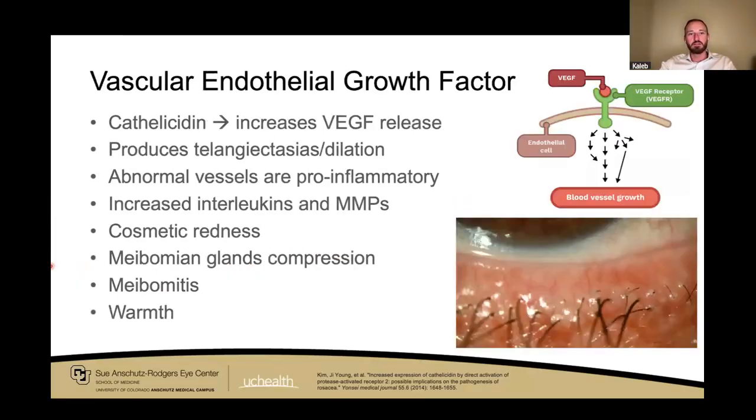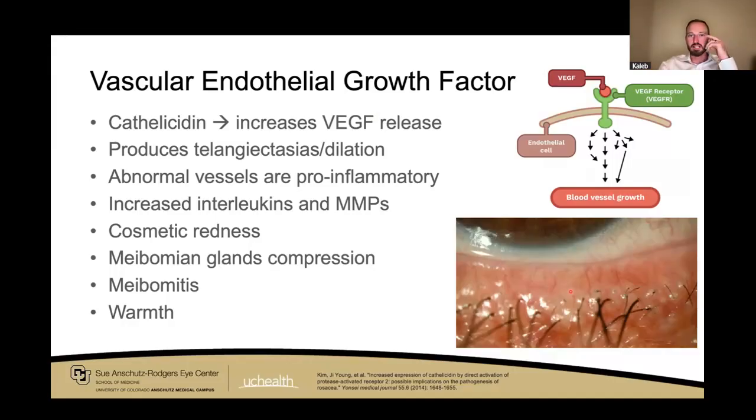And what this ends up doing is it increases VEGF release. So we all know what VEGF is. We talk about this with the retina all the time, how it can lead to neovascularization in the retina in cases like macular degeneration. So if cathelicidin increases VEGF release, well, then we can start to get blood vessel growth on the eyelids. We can start to get neovascularization, but not of the retina, not of the iris, not of the trabecular meshwork, but of the eyelids themselves.